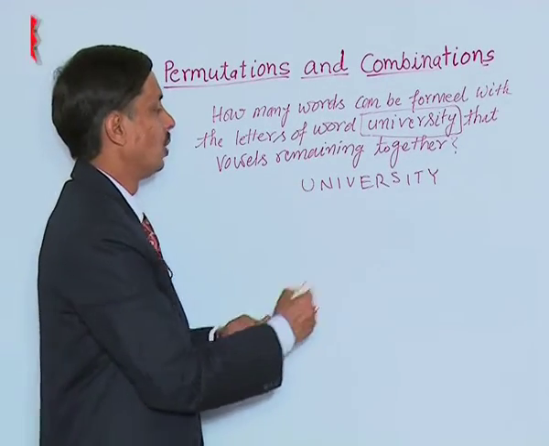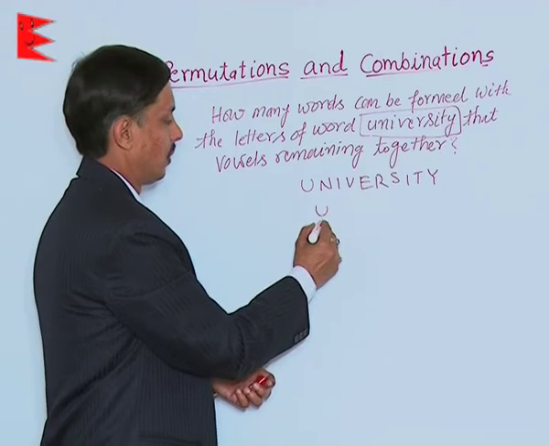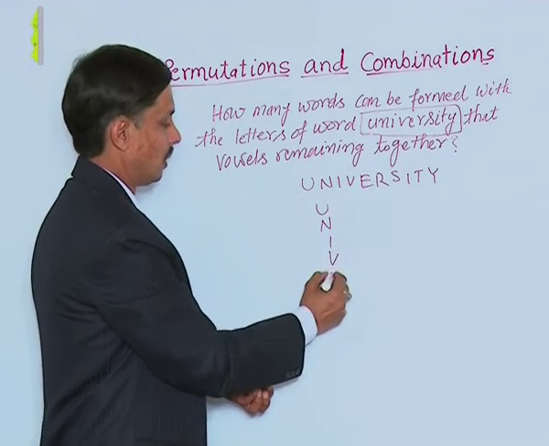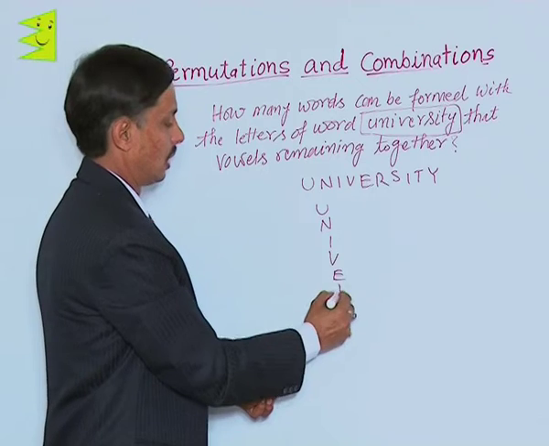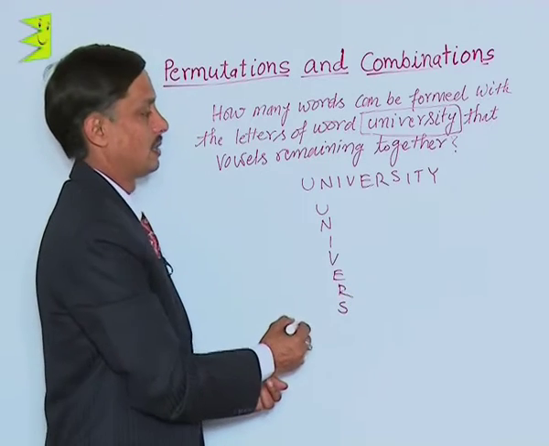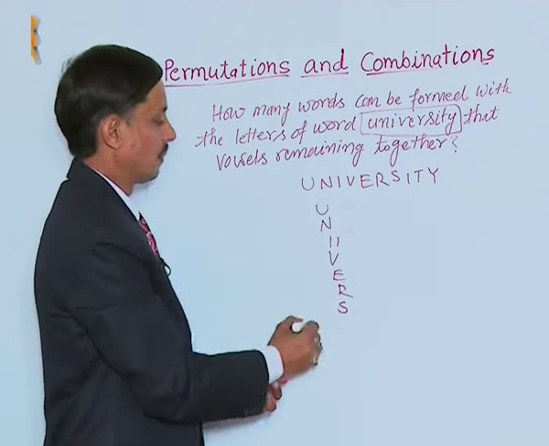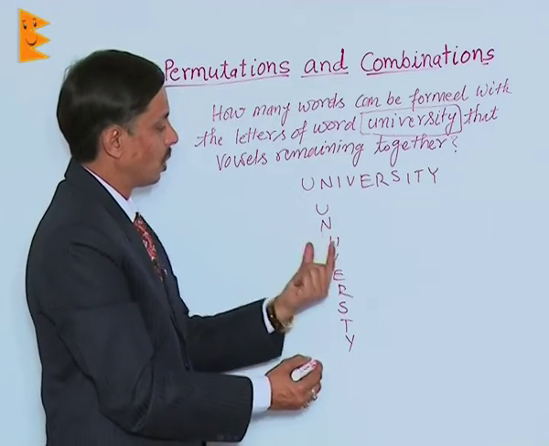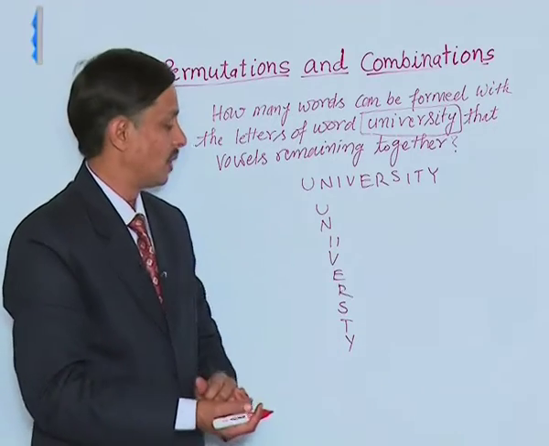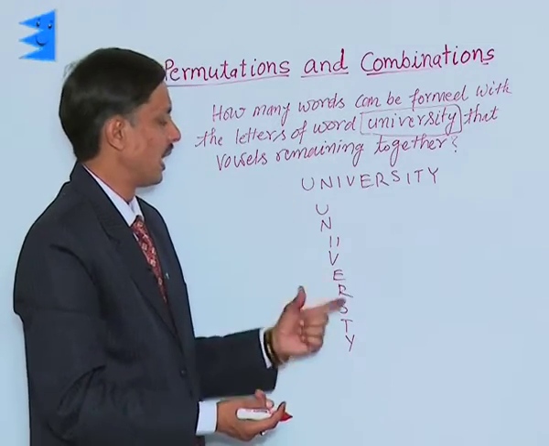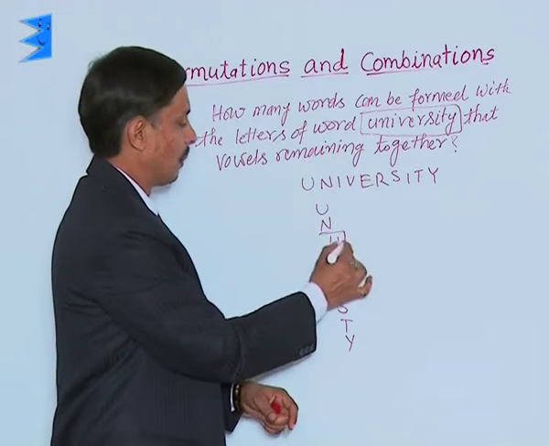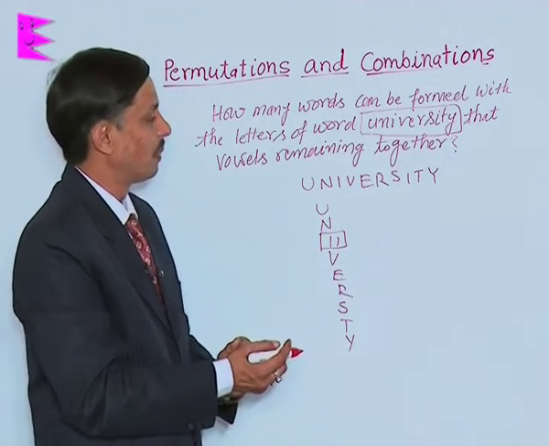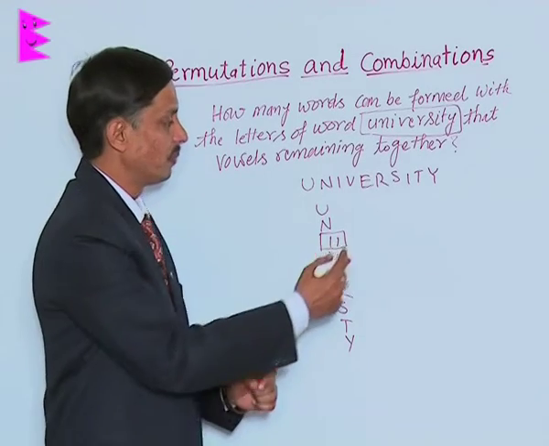First I want to tell you it is U once, then N, then I, then V, then E, then R, then S, then again I, then T and Y. I want to tell you two I's are of the same type. So it means that here we will apply repeated permutation. What is this repeated permutation? I want to tell you.